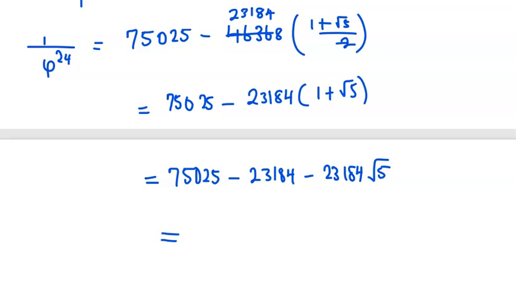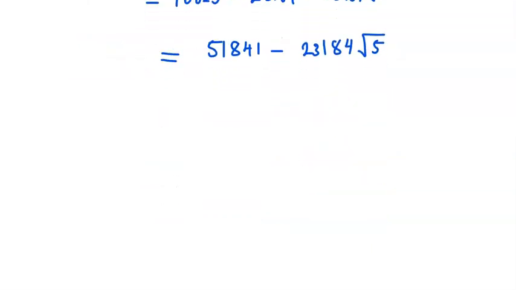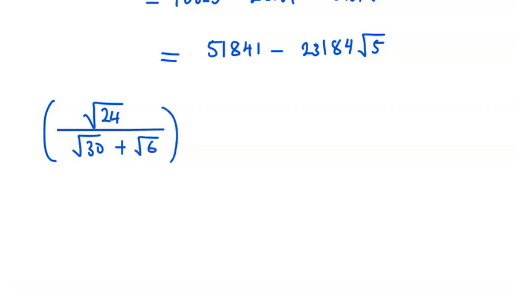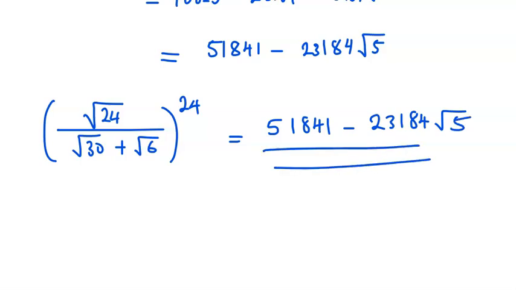Simplifying now, we get that this is equal to 51841 minus 23184 times the root of 5. And this is our right answer. So now we can say that square root of 24 all over square root of 30 plus square root of 6, whole raised to the power of 24, is exactly equal to 51841 minus 23184 root 5. And this is the correct answer.